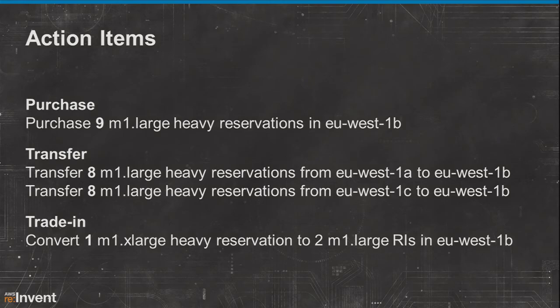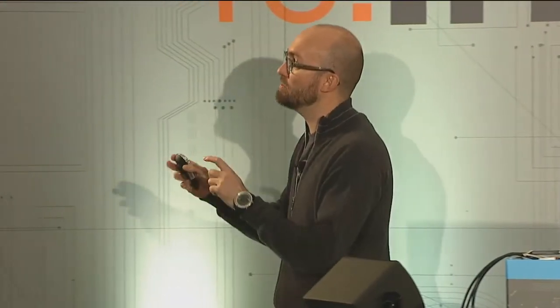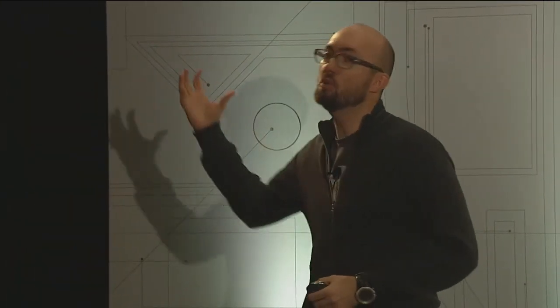So we can essentially unpackage all of this for you and make sure that not only are you buying the proper mix of lights, mediums, and heavies, but if you already have RIs out there, that you're moving them to make sure you're applying them in the most effective way.